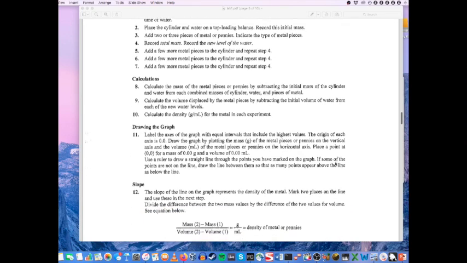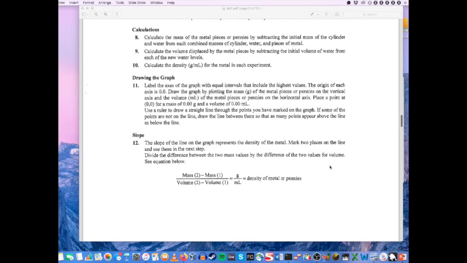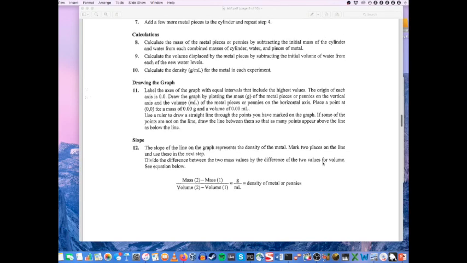I will provide this data sheet for you and give a demonstration on how to graph things, and then you will submit that to me.